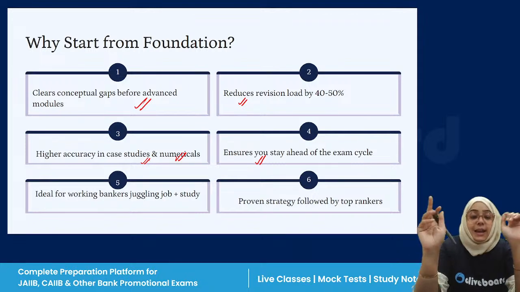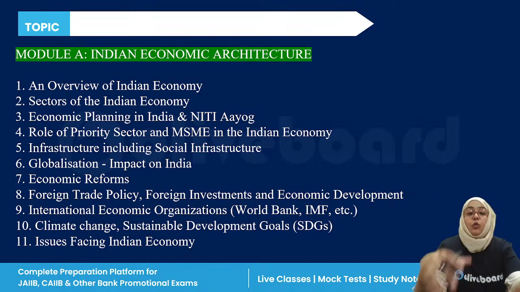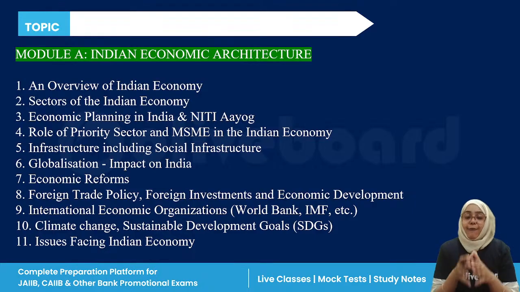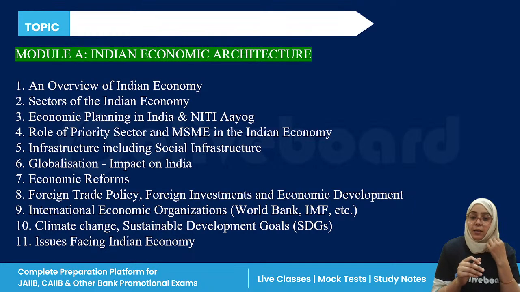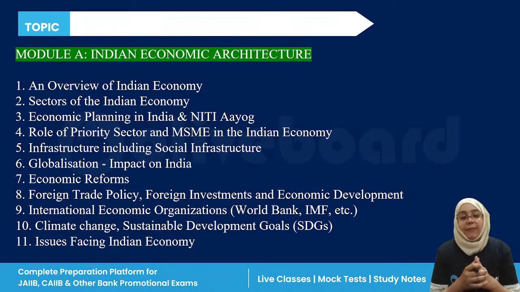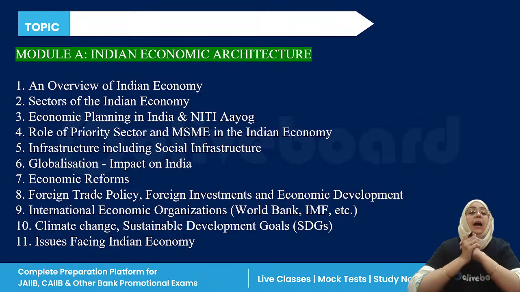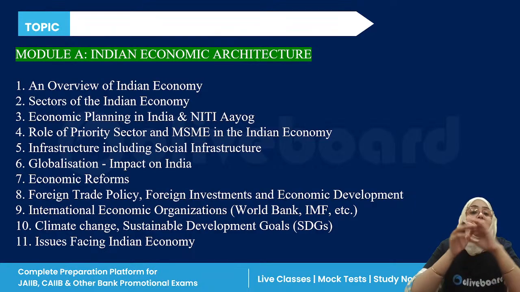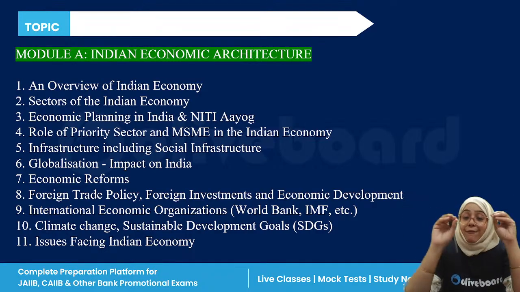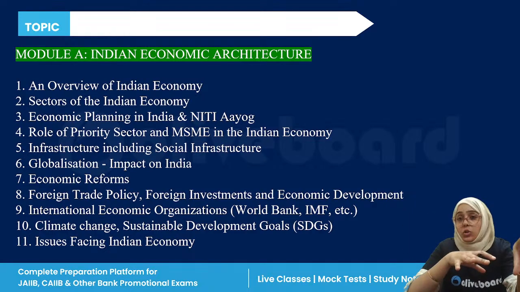Now let's look at the syllabus. We know that in IEIFS we have a total of 45 units. In these 45 units, Module A, Indian Economic Architecture, has 11 units, and these are very easy. I am saying it is a very easy module, and I mean it. There is nothing complicated in this module.